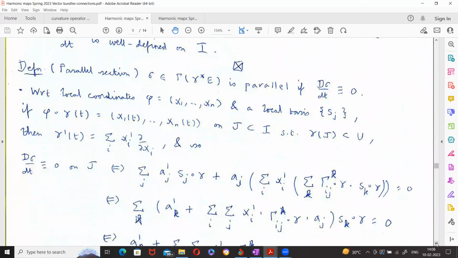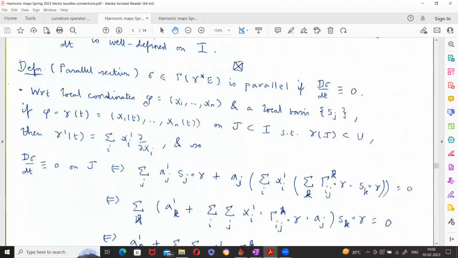So now we can define what's called a parallel section. A section sigma along the curve gamma is parallel if its covariant derivative is 0, so D sigma dt is identically 0. Okay. So let's see what this looks like in local coordinates, this equation D sigma dt equal to 0.